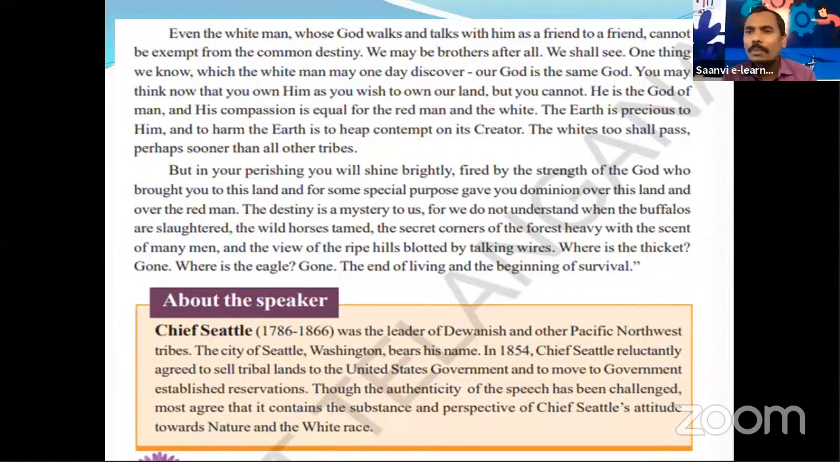Why has God created people like that? Somebody to enjoy their lives, somebody to face the difficulties. But God has a special purpose. That's why he gave you control over this land and over the red man. The destiny is a mystery to us.